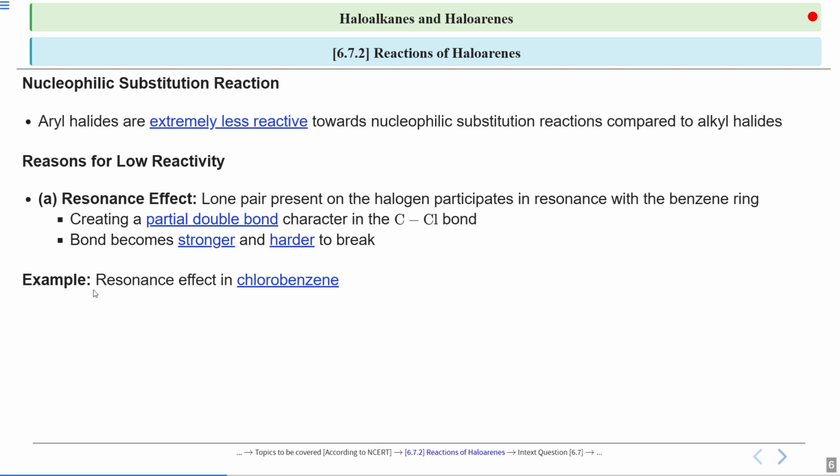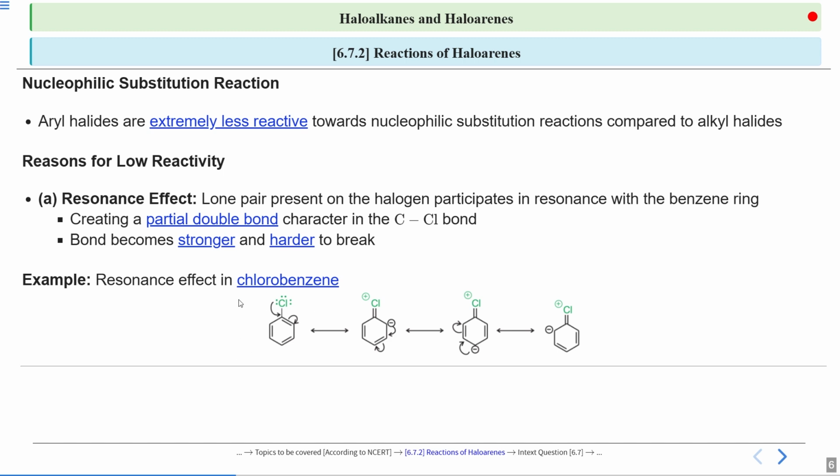So let's see the example of the resonance effect in chlorobenzene. We have this chlorobenzene structure, where the benzene ring is bonded with the chlorine halogen. You can see these dots representing the lone pairs on the chlorine atom. These lone pairs are going to participate in the resonance with the benzene ring, and this arrow shows the direction of movement of these lone pairs. So these lone pairs of chlorine will go over to the carbon to which the chlorine is attached, due to which a partial double bond character arises between the carbon-chlorine bond.